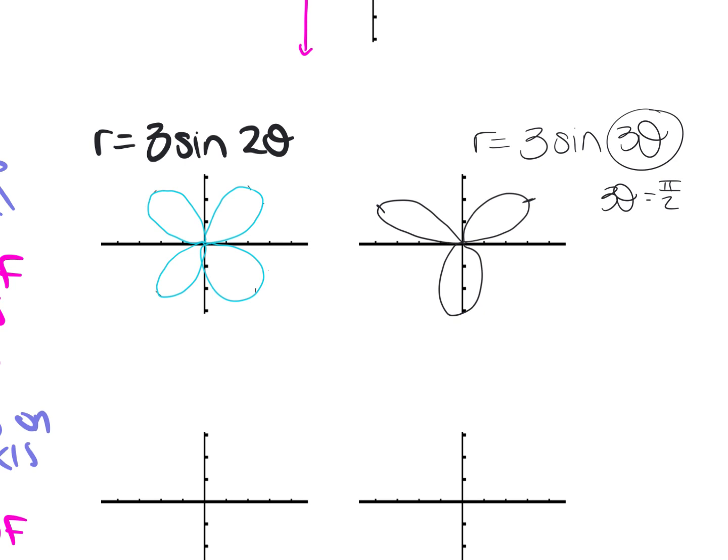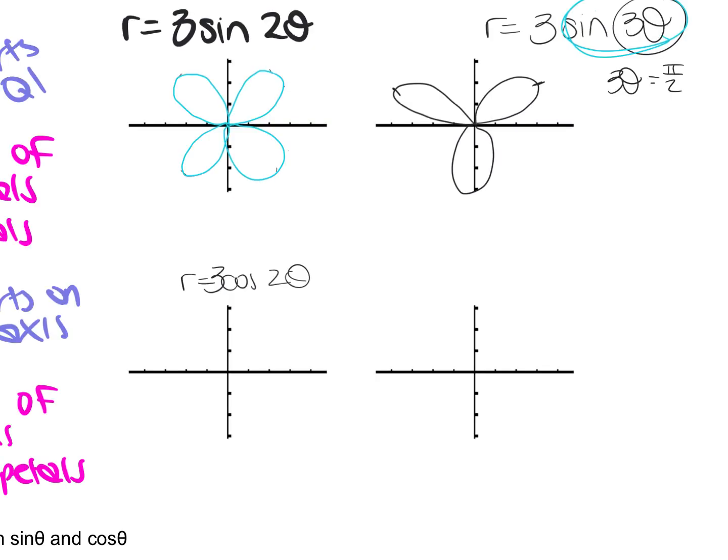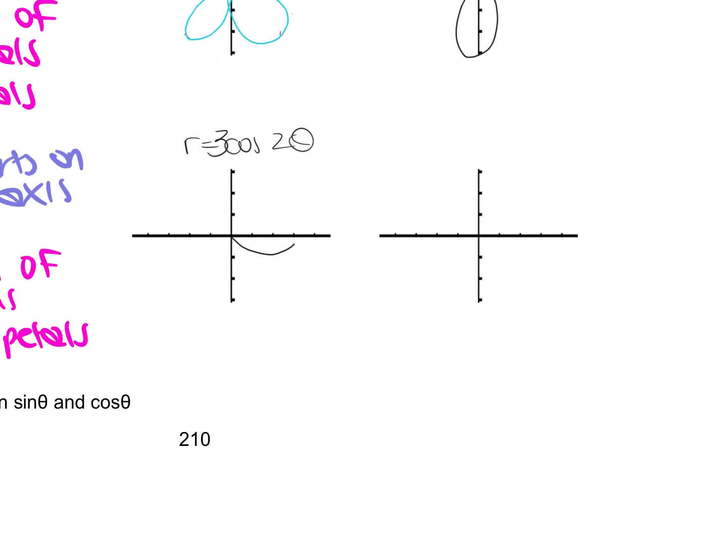I'm going to keep these other two as similar to the previous two as I can so that you can see the differences. We're going to keep the a is 3, the length of the petals is 3. Cosine of 2 theta, this means how many petals do I have? 4, double. Now cosine starts on the x-axis. That means your first petal is centered on the positive x-axis. So the first one is going to go out 3 here. And if I have to divide 4 petals evenly, really what's that going to mean about all 4 of these petals? All centered on an axis.